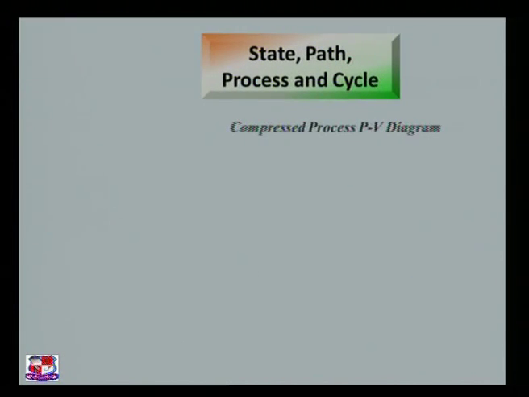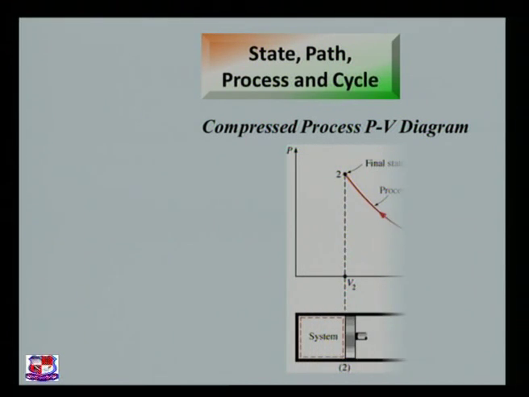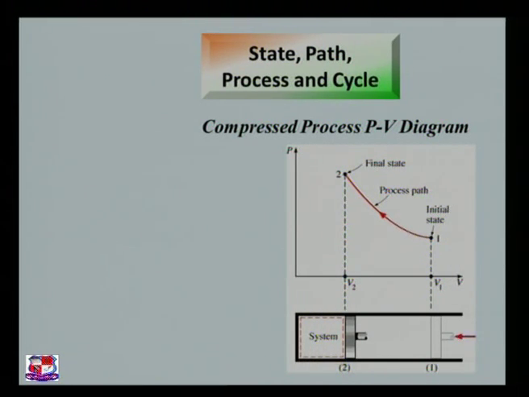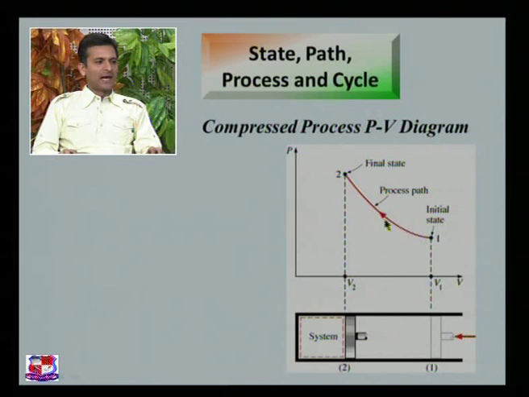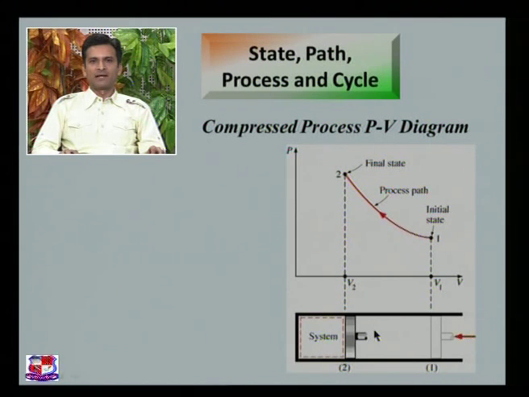Now, state, path, process and cycle. Let me show a compression process on a PV diagram. This is the process. Initial state is 1, final state is 2, and this is called the process path, and this is the piston cylinder arrangement. You can see here this piston moves from position number 1 to position number 2. So, during this movement its volume reduces from V1 to V2, and as the volume reduces its pressure increases from P1 to P2. So, this can be represented on a PV diagram like this.